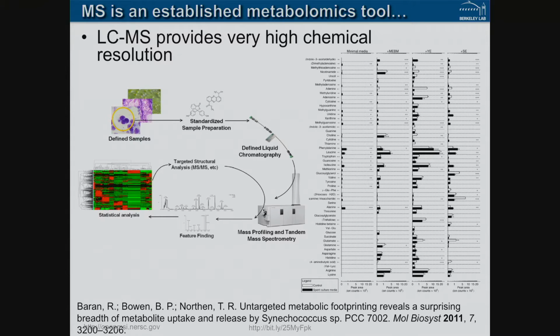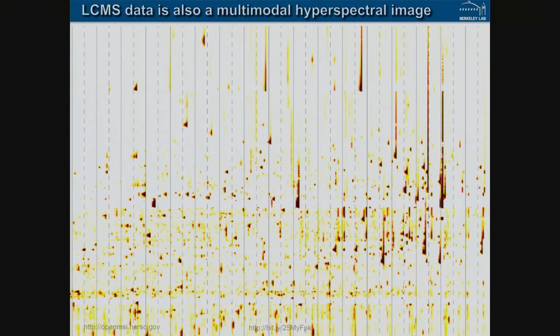So this is widely used. There's probably 100 people within a couple miles of right here doing this. For mass spec imaging, there may be one at the ALS, maybe two. There's not very many. But liquid chromatography is very common. And guess what? It looks kind of like images too. You can make it look like an image at least.